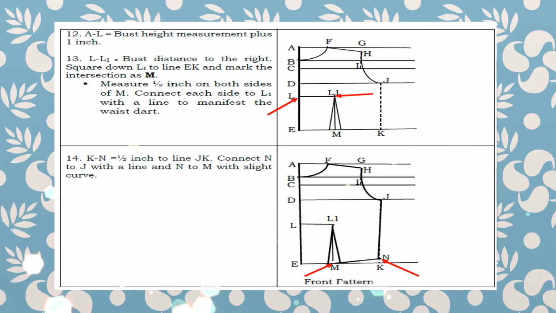Number 13, L to L1 is the bust distance to the right. Square down from L1 to meet EK and mark the intersection as M. Measure 1/2 inch on both sides of M. Connect each side to L1 with a line to form the waist dart. Number 14, K to N is 1/2 inch down line JK. Connect N to J with a line and N to M with a slight curve.